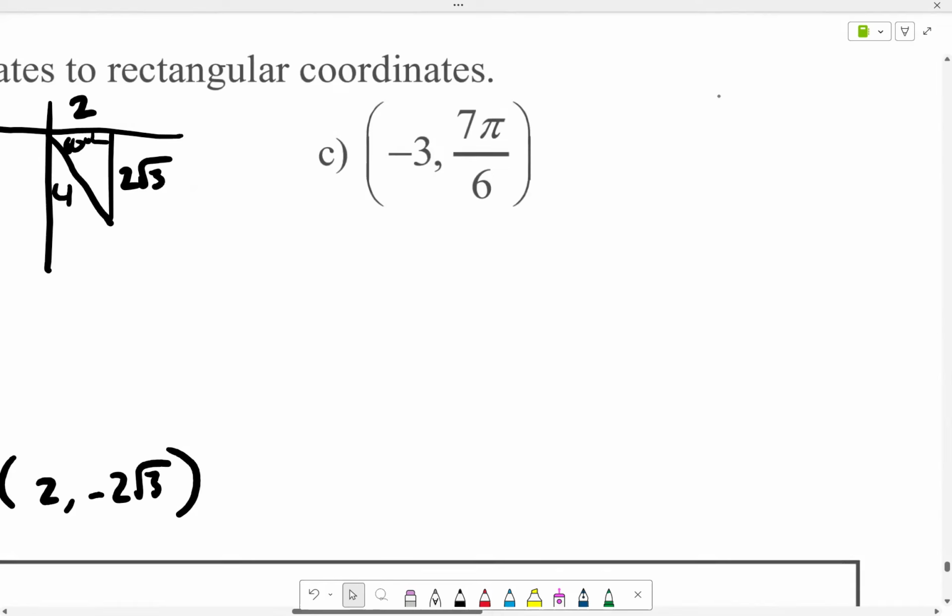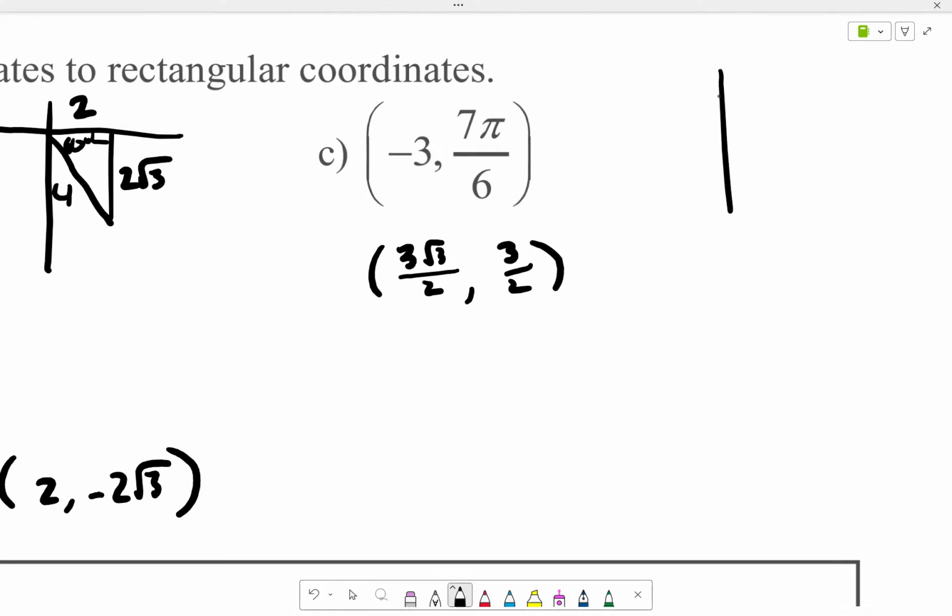Let's see what you did. Jonas, you just tell us your answer there. 3√3/2 and 3/2. Let's see if this works out. Did you use the equations to get there? I did, but I didn't like.